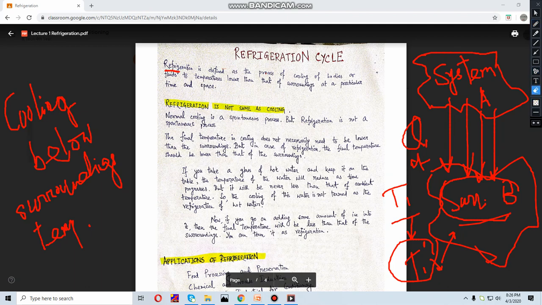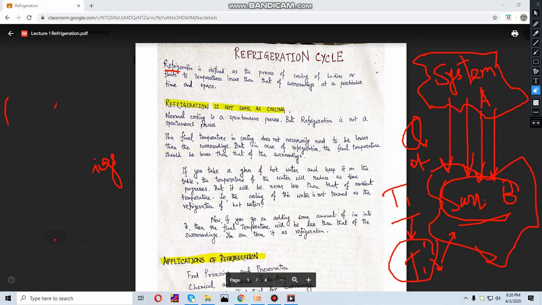Now you have to understand that refrigeration and cooling are not the same thing. They are quite different. There is a difference of spontaneity.